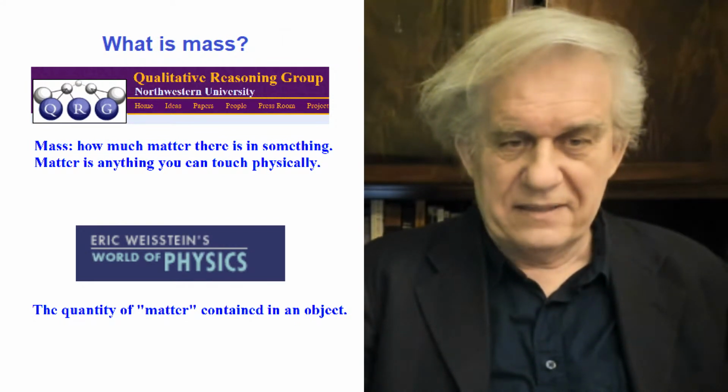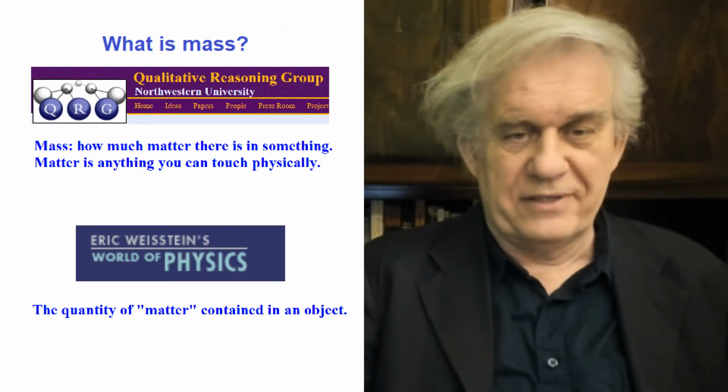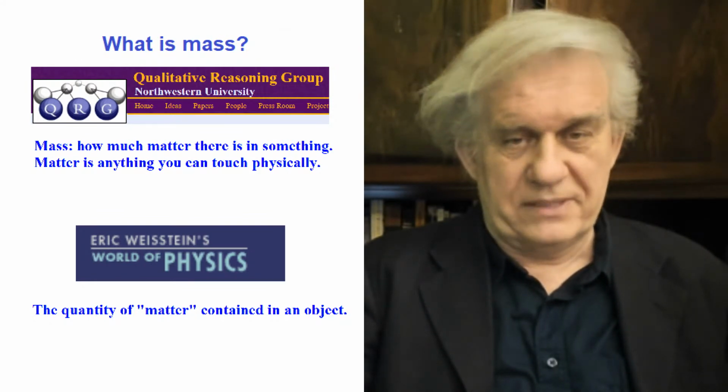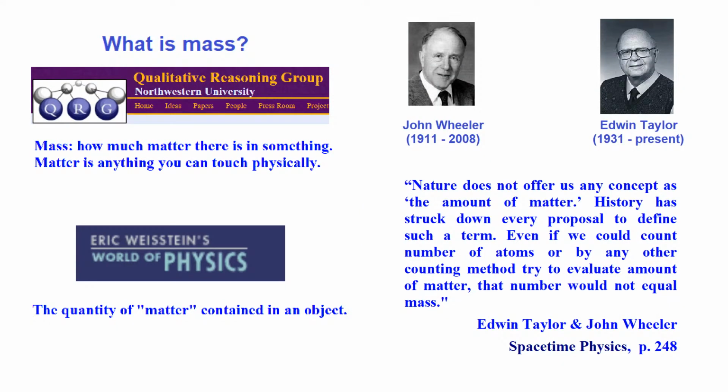Here we have a little authority, okay? Just so we always put authority behind everything because I want to make sure that people believe in authority, okay? Here we have two very authoritative people. One is John Wheeler, Edwin Taylor. And Wheeler for sure is known by a lot of people out there. And they say nature does not offer us any concept as the amount of matter. History has struck down every proposal to define such a term. Even if we could count number of atoms or by any other counting method try to evaluate amount of matter, that number would not equal mass. Now, isn't that incredible? Here we have on the one hand, on the left, it's the quantity of matter. And on the right, these people say, no, that's not mass.